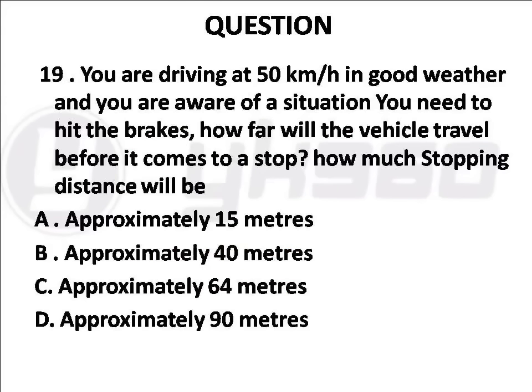Question number 19. You are driving at 50 kilometers per hour in good weather and you are aware of a situation where you need to hit the brakes. How far will the vehicle travel before it comes to a stop? How much will the stopping distance be? The options are: A, approximately 15 meters; B, approximately 40 meters; C, approximately 64 meters; D, approximately 90 meters. The answer is option B, approximately 40 meters.